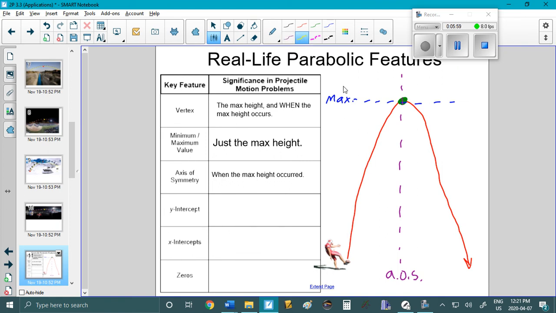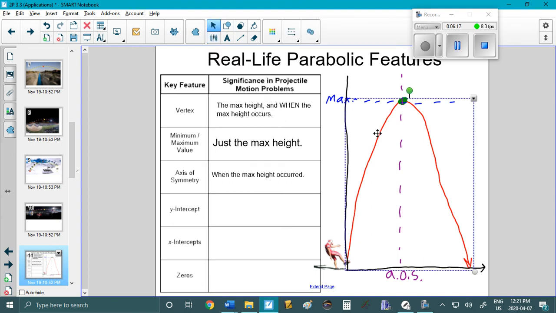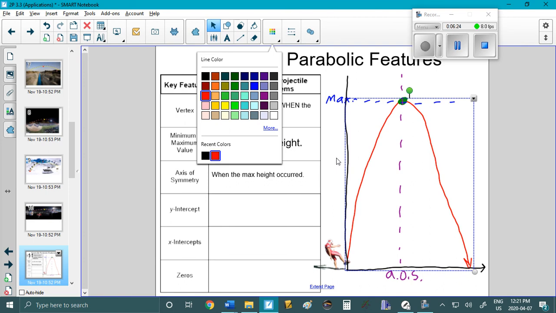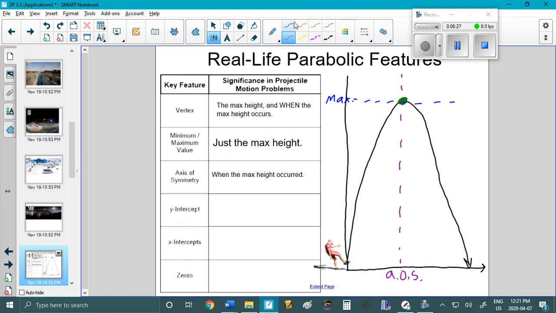The y-intercept, so if we drew in a grid here, and let's say the ground is here, the y-intercept, I'll do in purple. No, I already used purple. I'll make the curve black, and I'll use red for the y-intercept. There we go. So the y-intercept is going to be right here. And what the y-intercept is going to tell us is the starting height of the object. Okay? So here it starts a little bit off the ground.